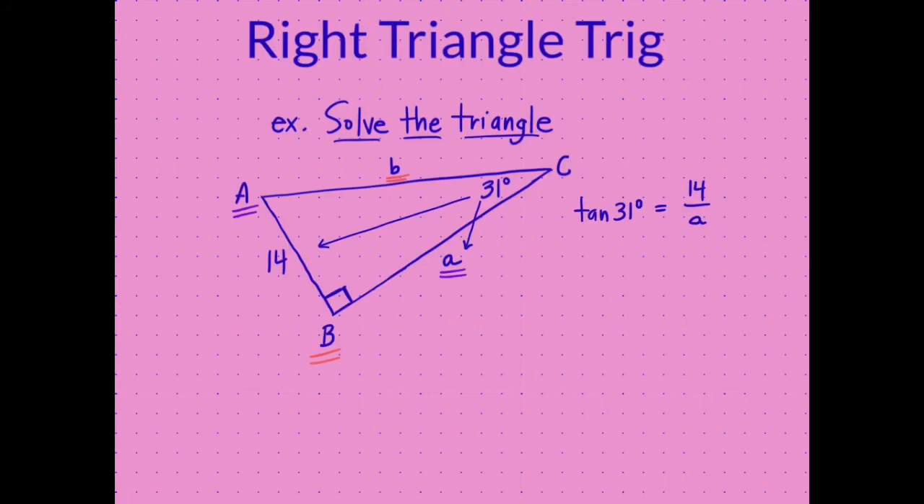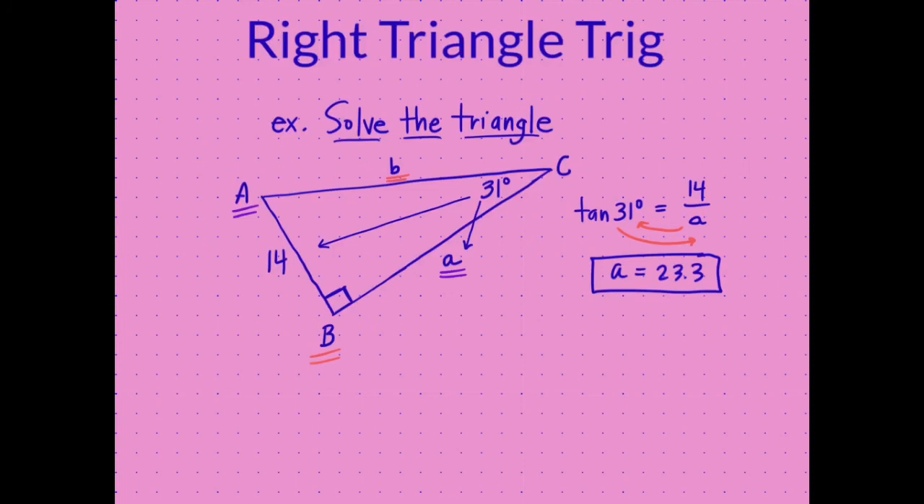Again, this is one of those little switch, two steps in one. I'm going to multiply both sides by a, which brings the a up to the left. I'm going to divide both sides by tangent of 31, and little a should be 14 divided by tangent of 31, which is 23.3. And is that reasonable? I'm looking at that 14, this side should be considerably longer than 14, so 23 looks reasonable according to my picture.